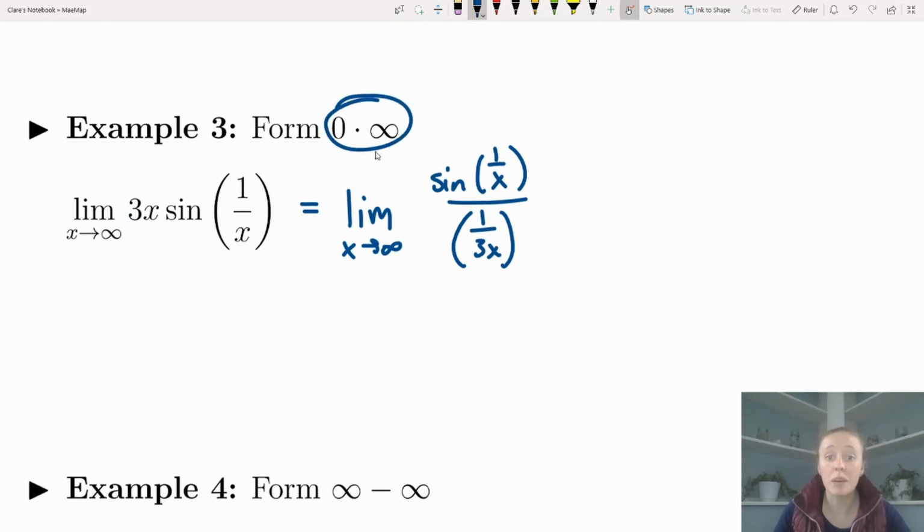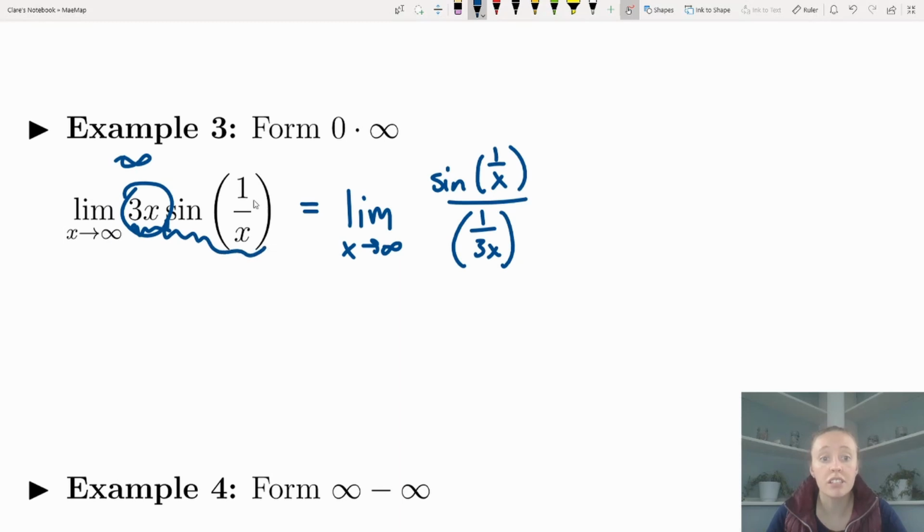which let's double check that we're in this form before we continue on. We plug in infinity for x, or as x goes to infinity. So plugging in infinity, 3x goes to infinity, and plugging in infinity for the sine of 1 over x, that's the sine of, well, the limit of 1 over x as x goes to infinity is 0, and the sine of 0 is 0. So there was our infinity times 0. And all I needed to do was to adjust one of those functions.